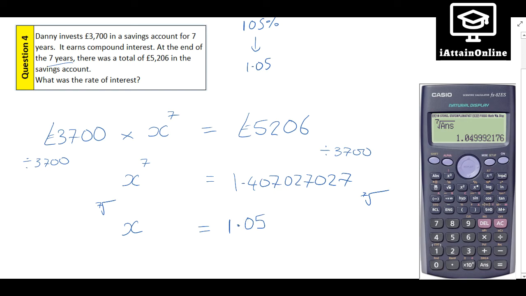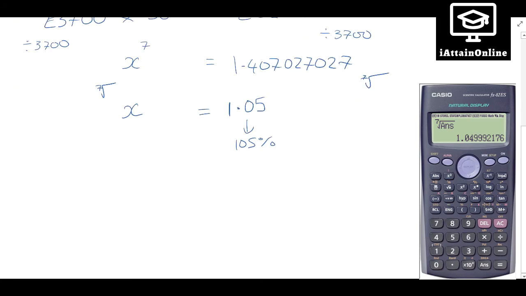So that tells me, oh, it was 1.05 after all. That tells me that at the end of each year, I have 105%, because as a percentage this is 105% of the original amount. Be careful here, because this question is asking for the rate of interest. So this 105% includes the original amount, which is 100%.